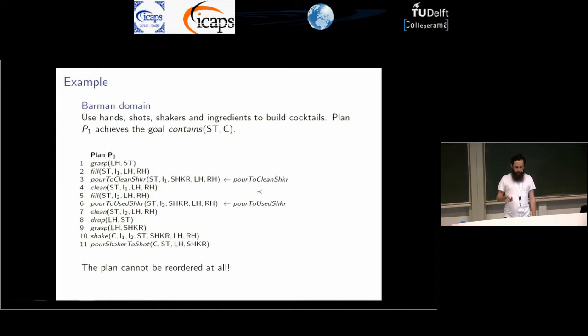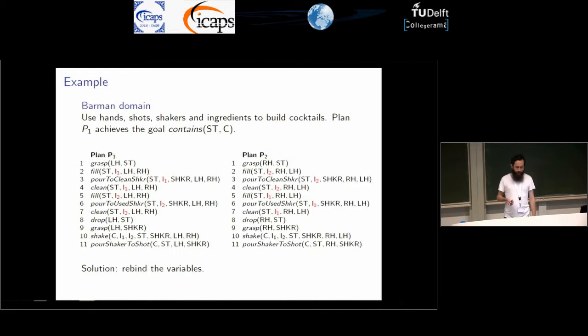Now, it's quite easy to actually get around this problem by rebinding the actions rather than reordering them. So what I've done here in plan P2, marked in red, is swap every instance of ingredient 1 with ingredient 2 and vice versa. So that now means that first of all the agent pours ingredient 2, then it goes and pours ingredient 1, and that achieves the goal. So we can achieve an equivalent reordering just by changing the variable bindings.